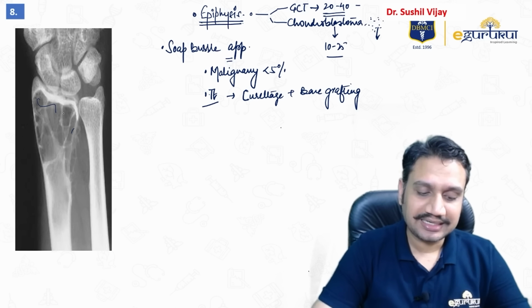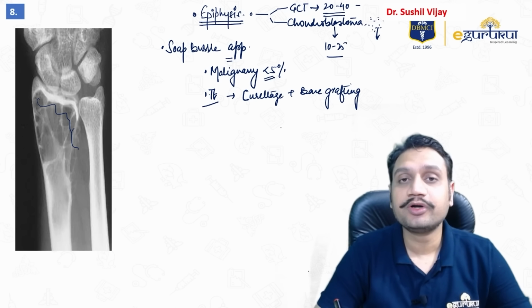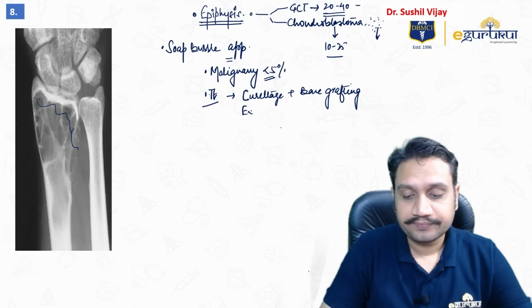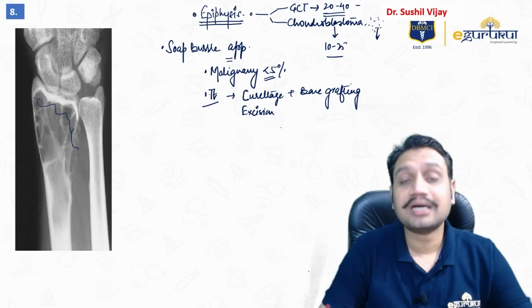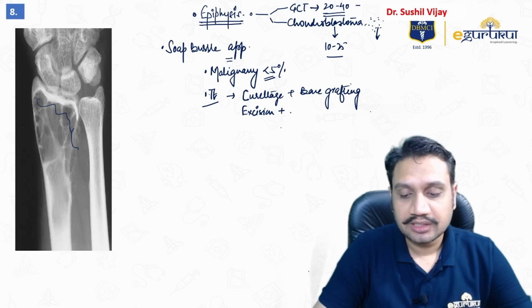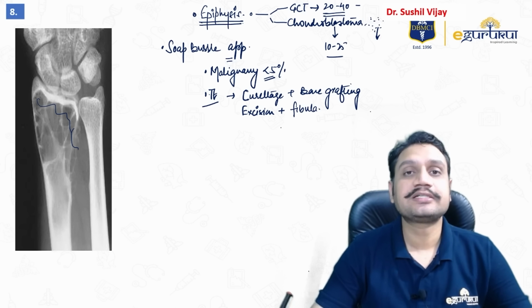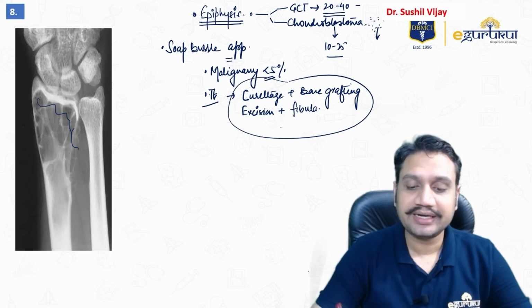Okay, so we'll just clean it out and we'll put some bone graft. If you think that it is going into malignancy, then what do we do? Then we can go for excision. And once you go for excision, you can put another bone here, that is the upper end of the opposite fibula. So excision plus replacement by the upper end of fibula. Fibula is placed here. So that's how you treat the giant cell tumor.